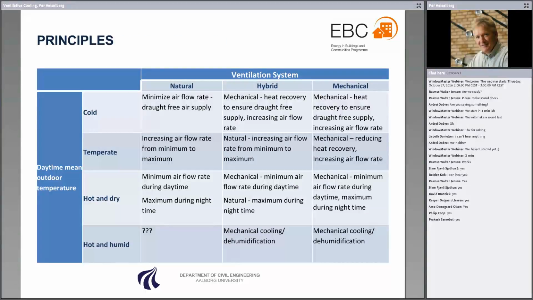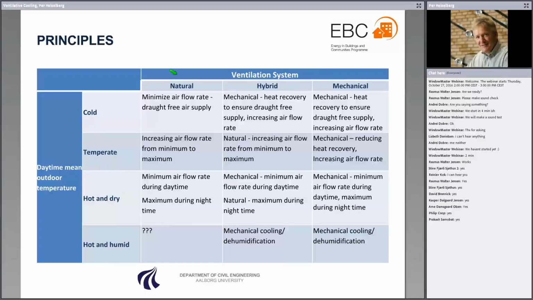This table gives an overview of the way we divide ventilated cooling into different principles. On the left hand side, you see the daytime mean outdoor temperature. So it can be cold, or temperate, or hot and dry, or hot and humid. And on the top you see different solutions for ventilation systems, either driven by natural forces, by a combination of natural and mechanical forces, or by mechanical forces.